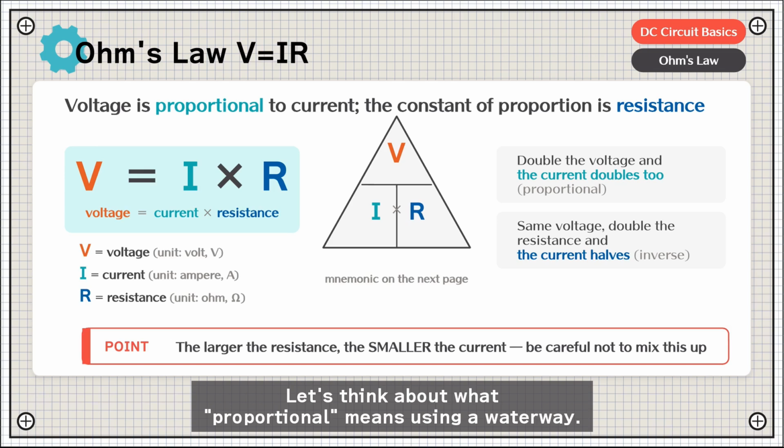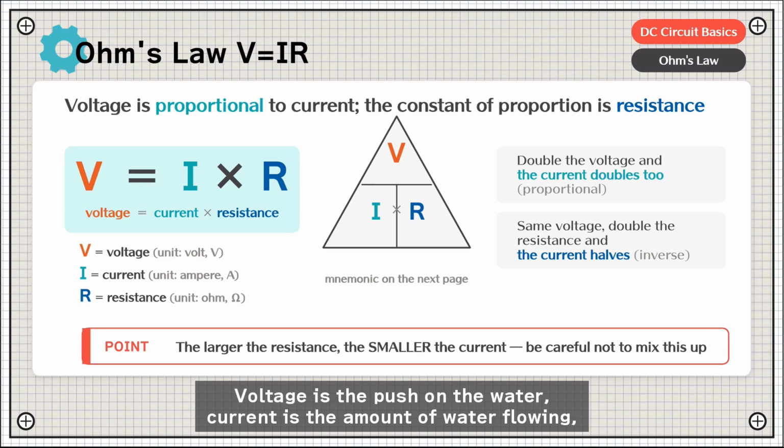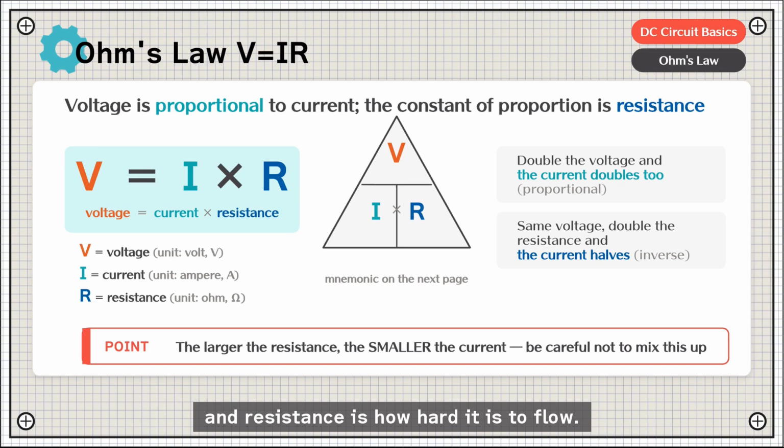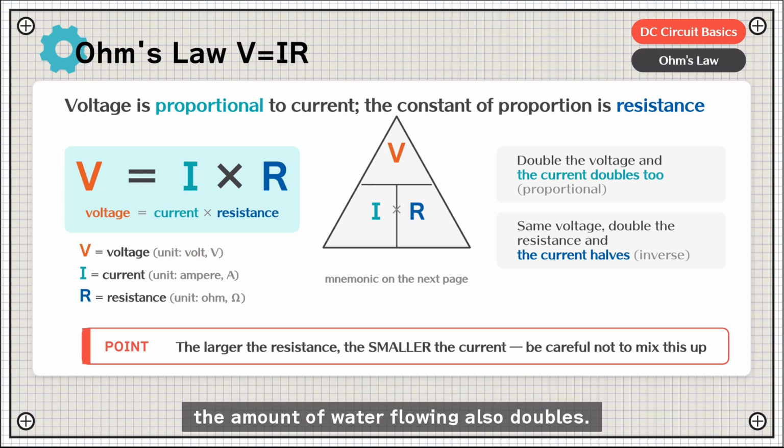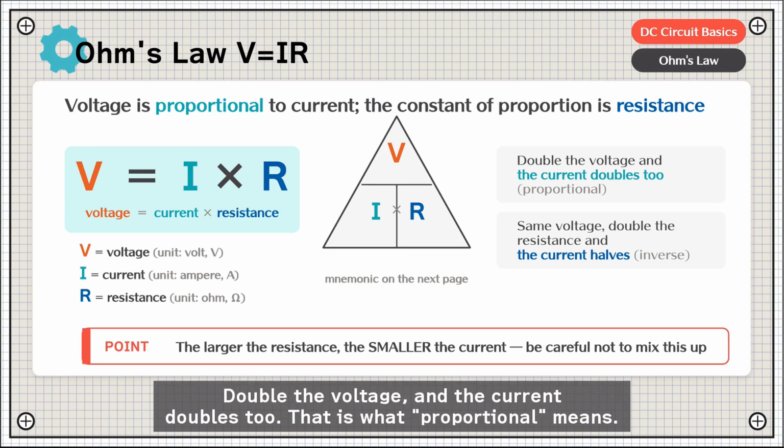Let's think about what proportional means using a waterway. Voltage is the push on the water, current is the amount of water flowing, and resistance is how hard it is to flow. Keeping the difficulty, that is the resistance, the same, if you double the push, the amount of water flowing also doubles. Double the voltage and the current doubles too. That is what proportional means.